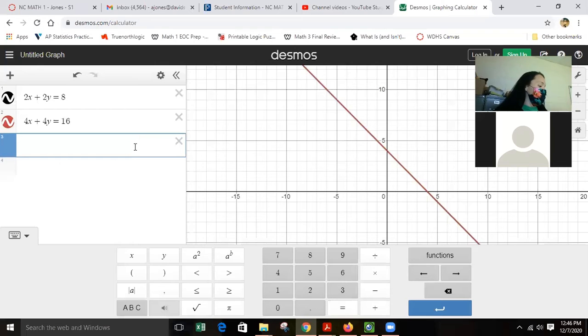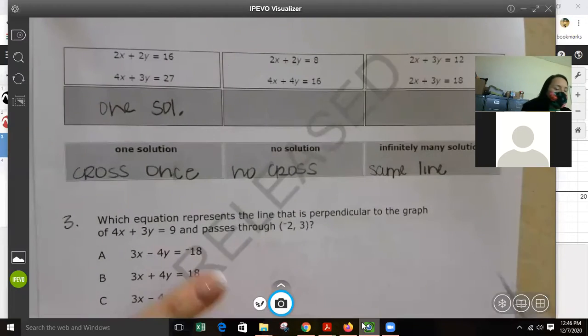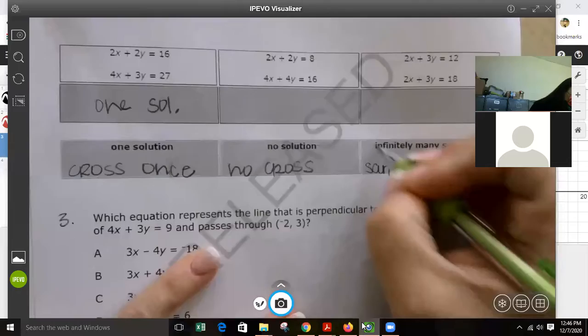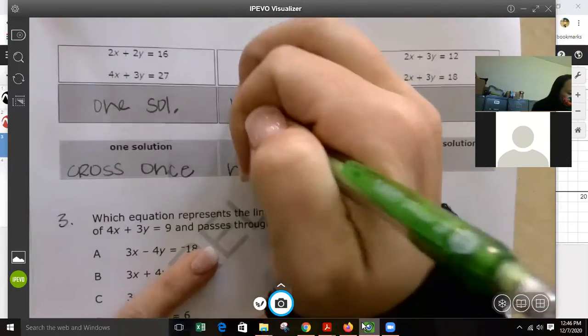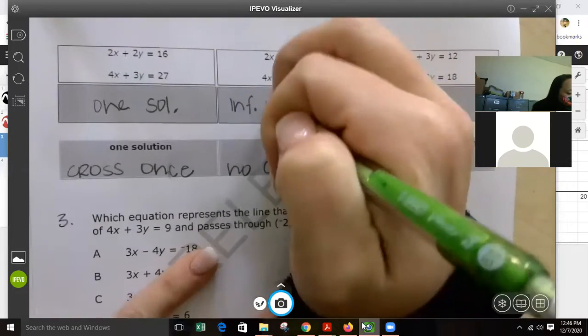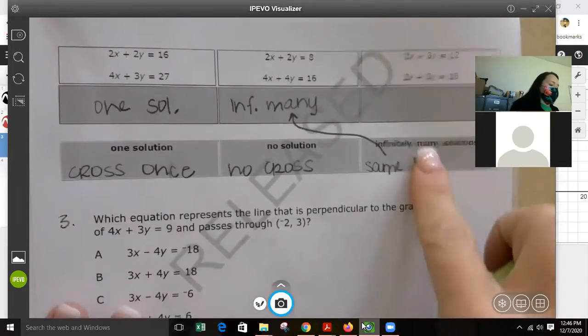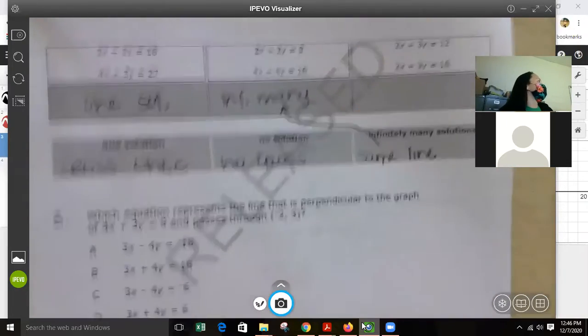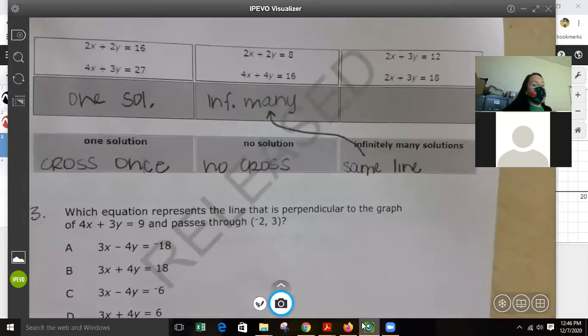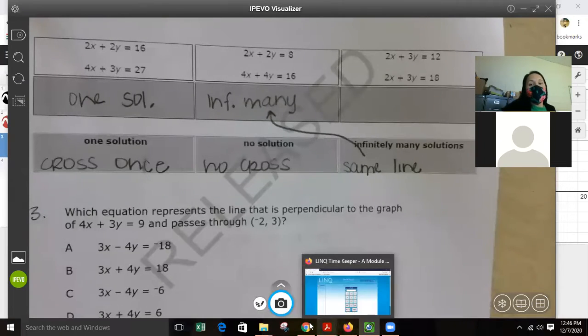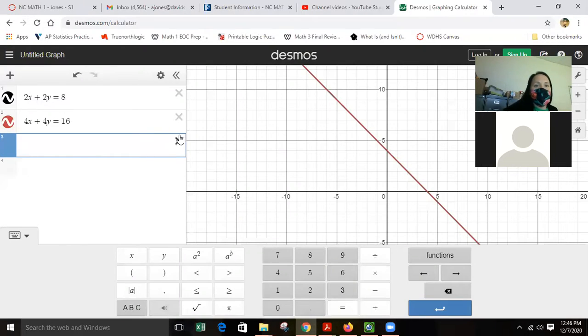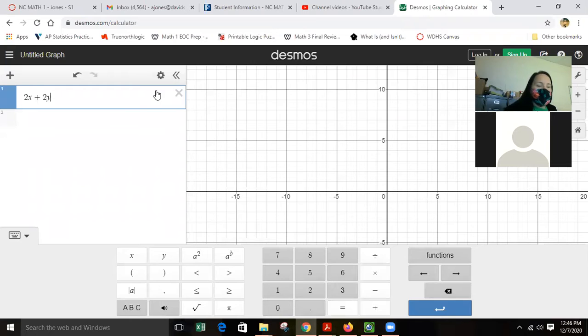There's just one line. So that one, when I go back, I'm going to grab the same line and put it up here. So this is infinitely, and I'm not going to write it all the way out. Infinitely many solutions. So I would drag this one up to there. So then that means the last one must not cross. So I'm going to check it out just to have some practice putting it in.